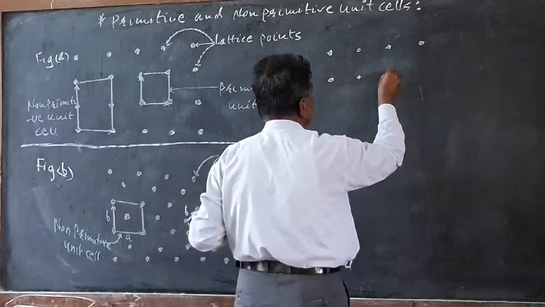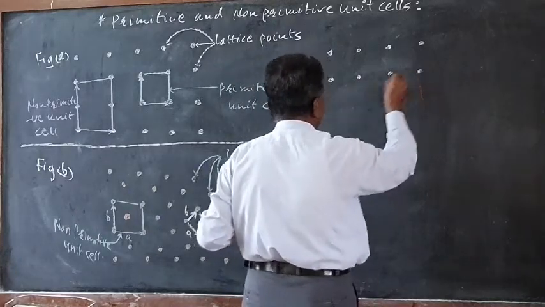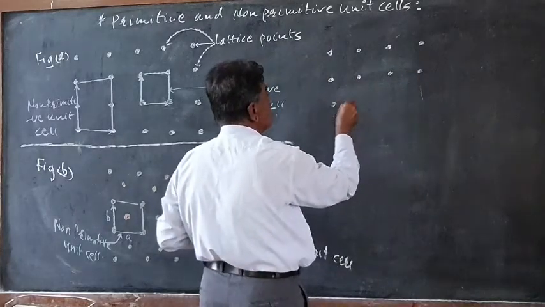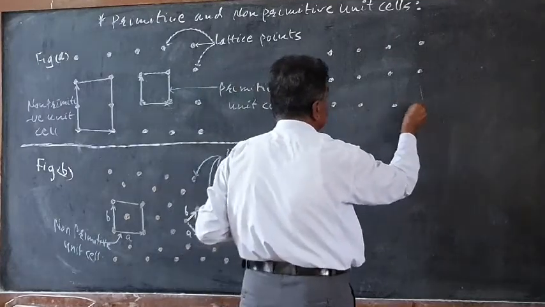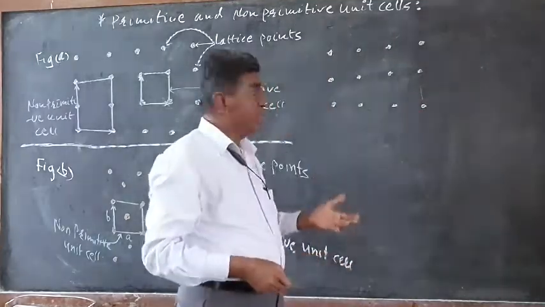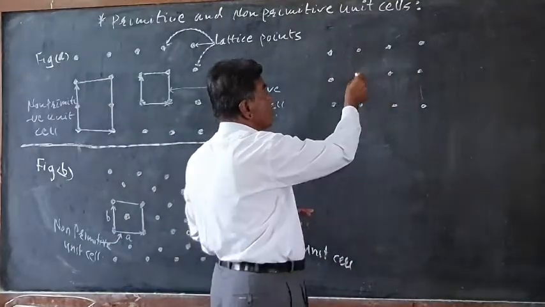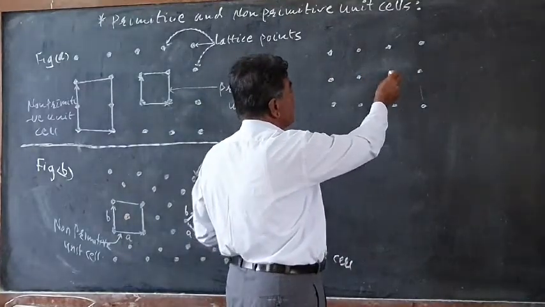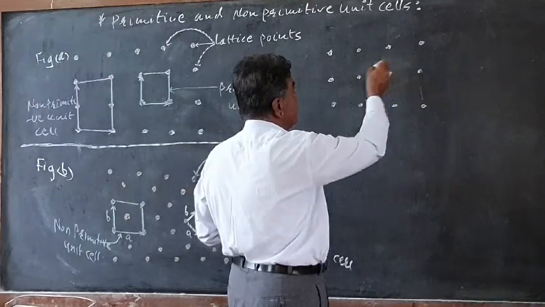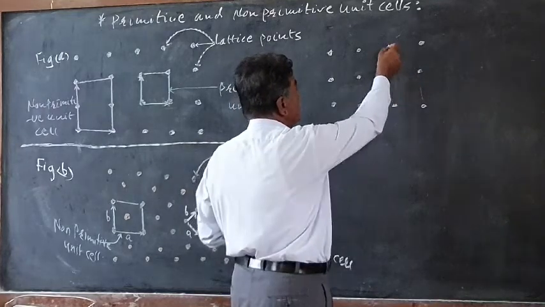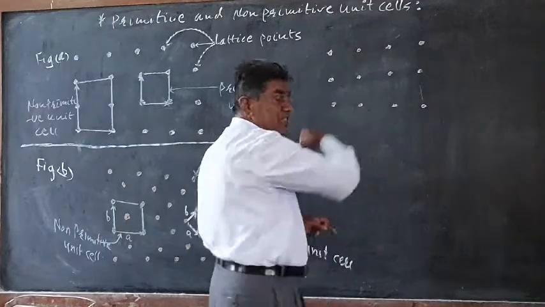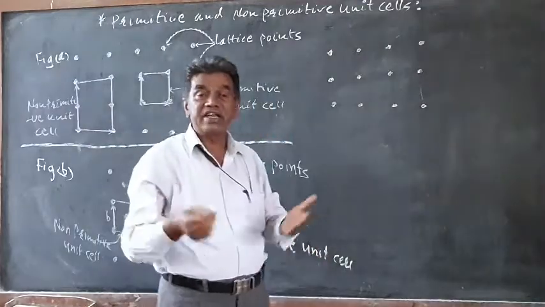A two-dimensional view is shown here. I will draw the two-dimensional lattice like this. Periodic means every point should have an identical surrounding. If you shift to another point, this point also has the same environment as the earlier one. So all the points have the same environment, or identical surrounding.